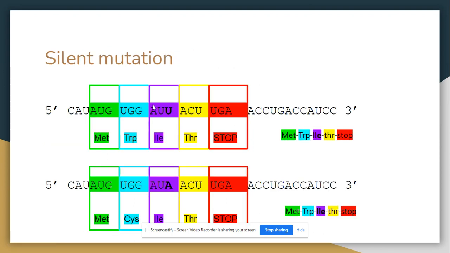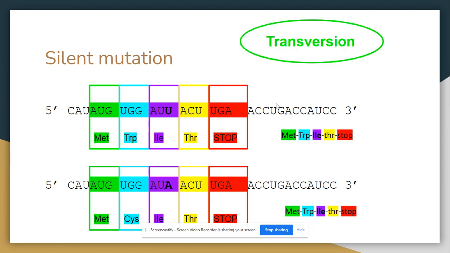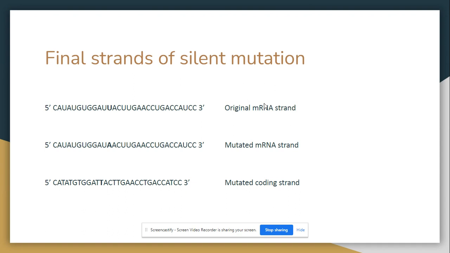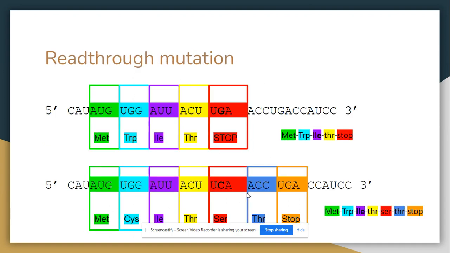Next, we're looking at a silent mutation, and a silent mutation is just a change in one of the nucleotides, but it doesn't result in a change in the amino acid formed. It went from AUU to an AUA. However, the amino acid was the same, so the chain from the non-mutated to the mutated was the same. And this is a transversion. Like I said, it went from a U to an A with the crossing over. And you can look and see how that affected the coding strand.